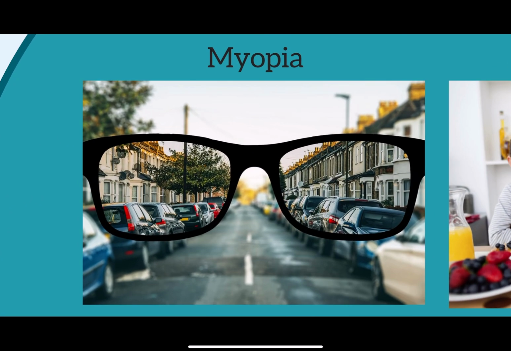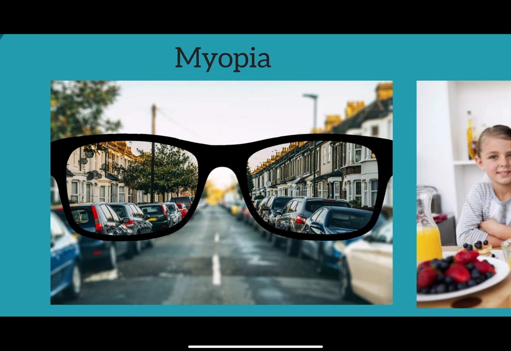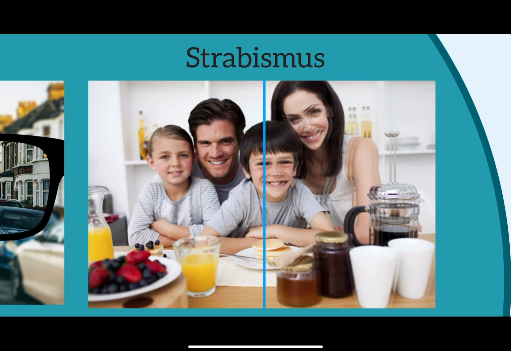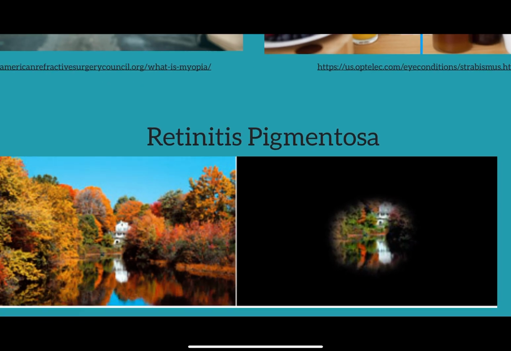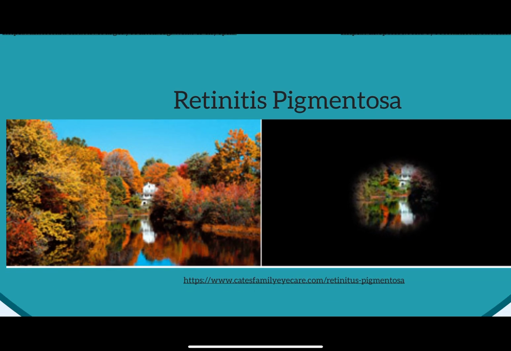Myopia, also known as nearsightedness, is a common vision impairment in which objects close are clear, but objects far away look blurry. This can often be corrected using glasses. Strabismus is a dysfunction of the muscles controlling the eye. This causes eyes to move in unstable directions, often leading to double vision. Retinitis pigmentosa affects the retina and leads to the loss of night vision and peripheral vision.